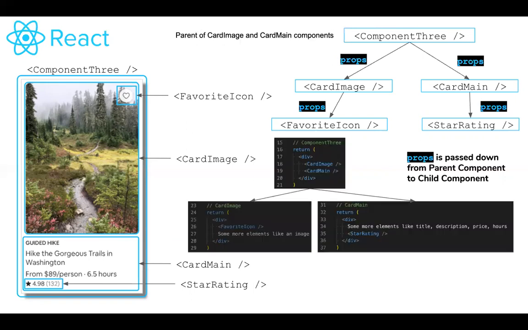And essentially it ends up looking like this. So this is an example of what component 3 renders. So we have a div. Inside the div, we put in a card image and a card main. Inside card image is another div with a favorite icon. And inside card main is a div with the star rating here.